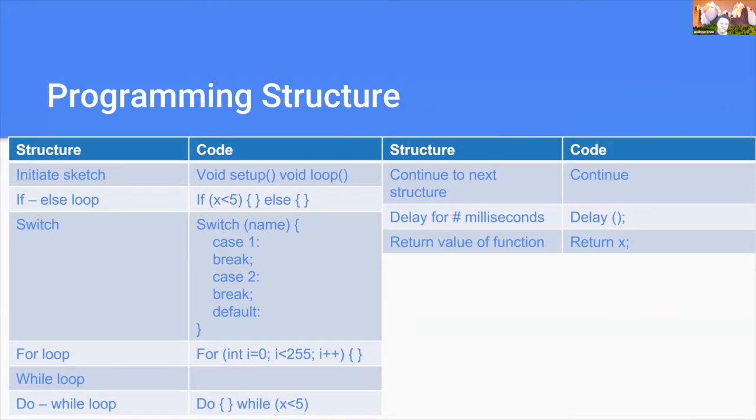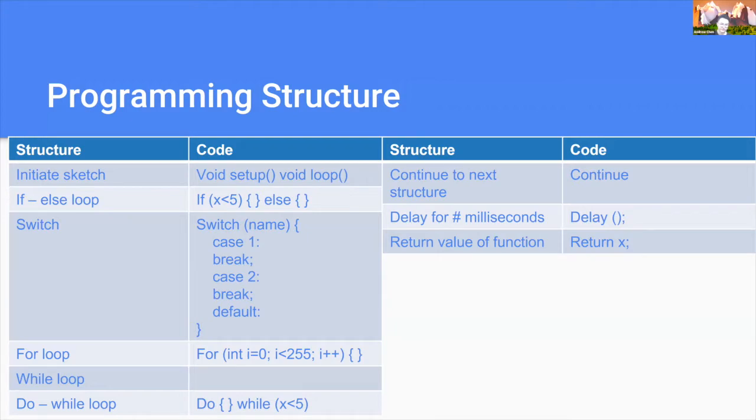You have the if-else loop. So it's essentially the same as an if statement, for instance, in Python, and the structure will go: if, let's say, a variable is less than 5, perform a certain task, else perform another task.